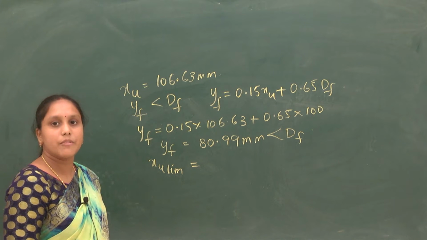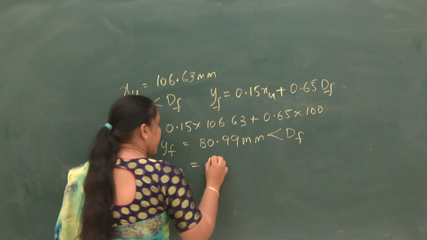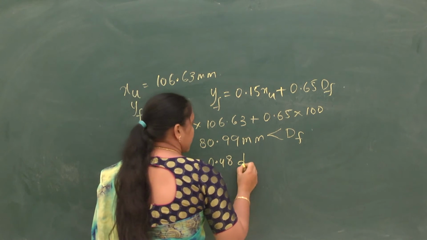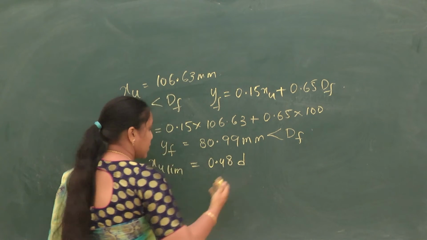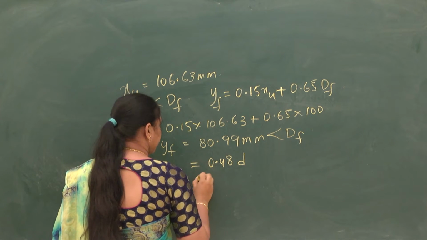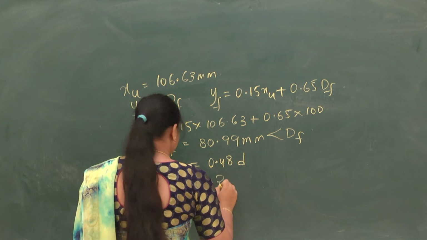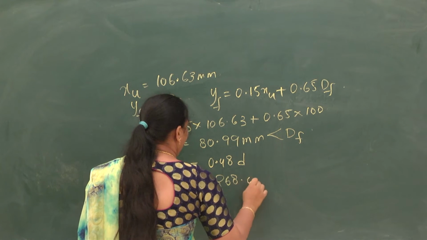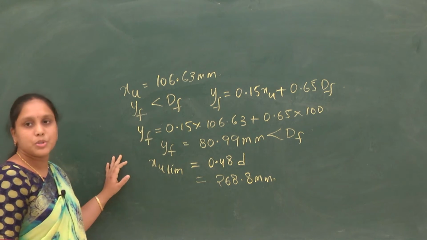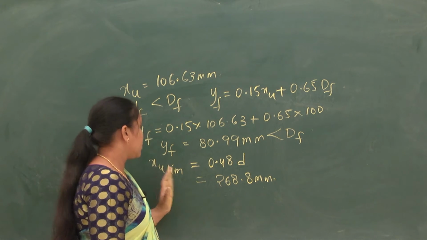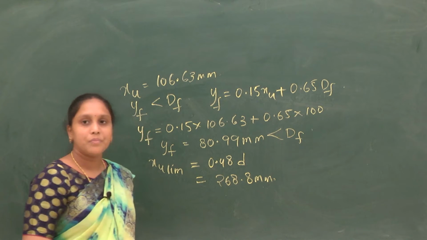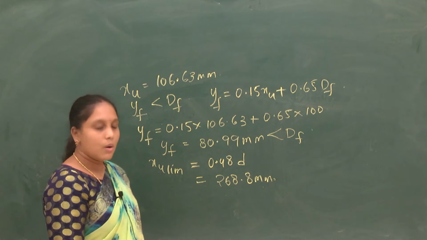The grade of steel here is Fe 415, so it will be 0.48 into d. If you substitute the effective depth here, you are going to get a value of xu limit as 268.8 mm. Now next what?